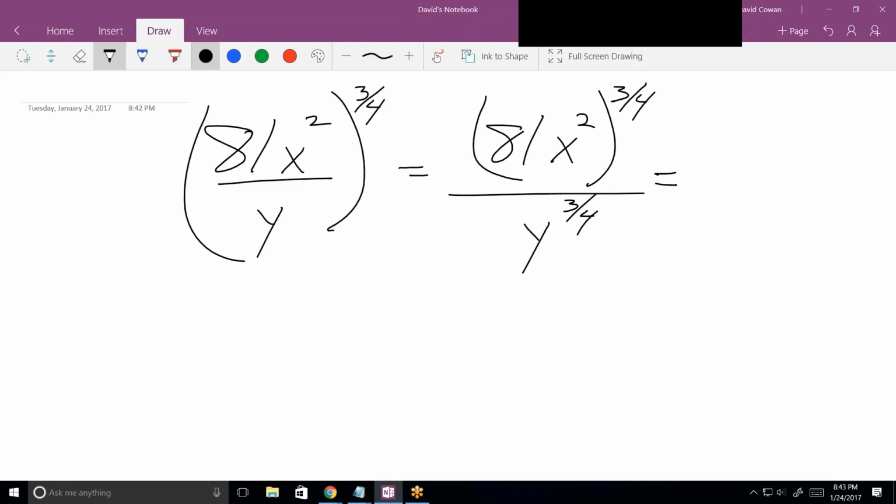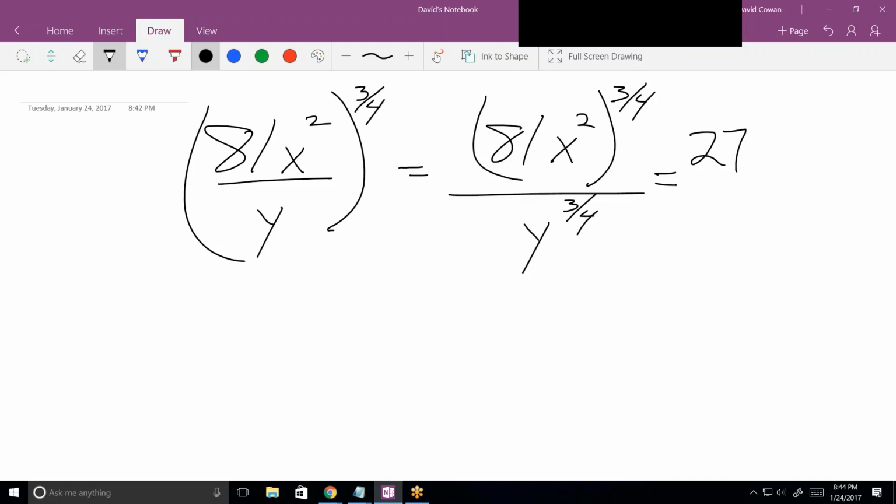Okay. Now let's take the top. What's 81 to the 3/4 power? What's the 4th root of 81? Remember, you're always going to have small whole numbers for these kind of problems. What's a small whole number that represents the 4th root of 81? Is that number 3? Uh-huh. And then I would have 3 cubed. So that turns into 27. That's what 81 to the 3/4 power is.